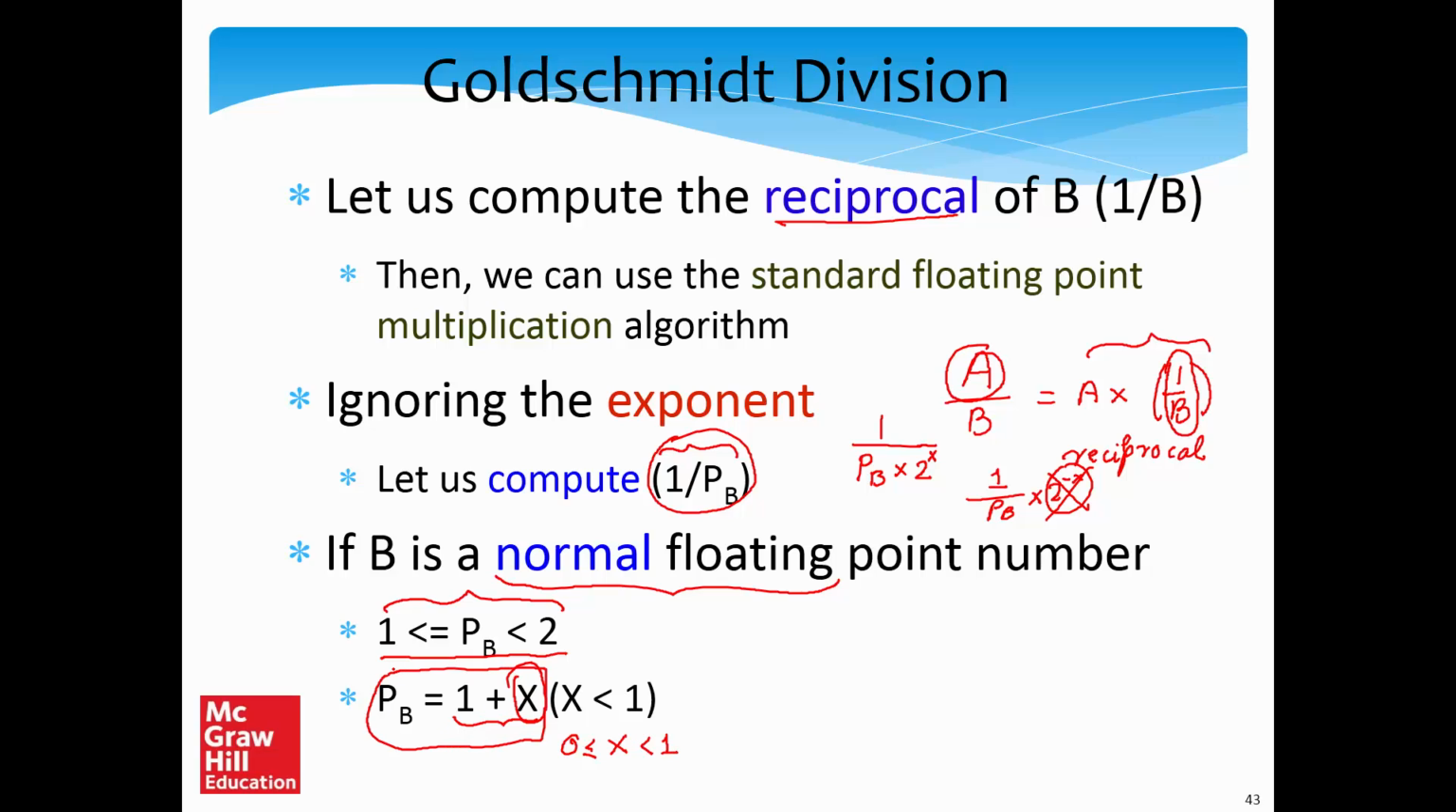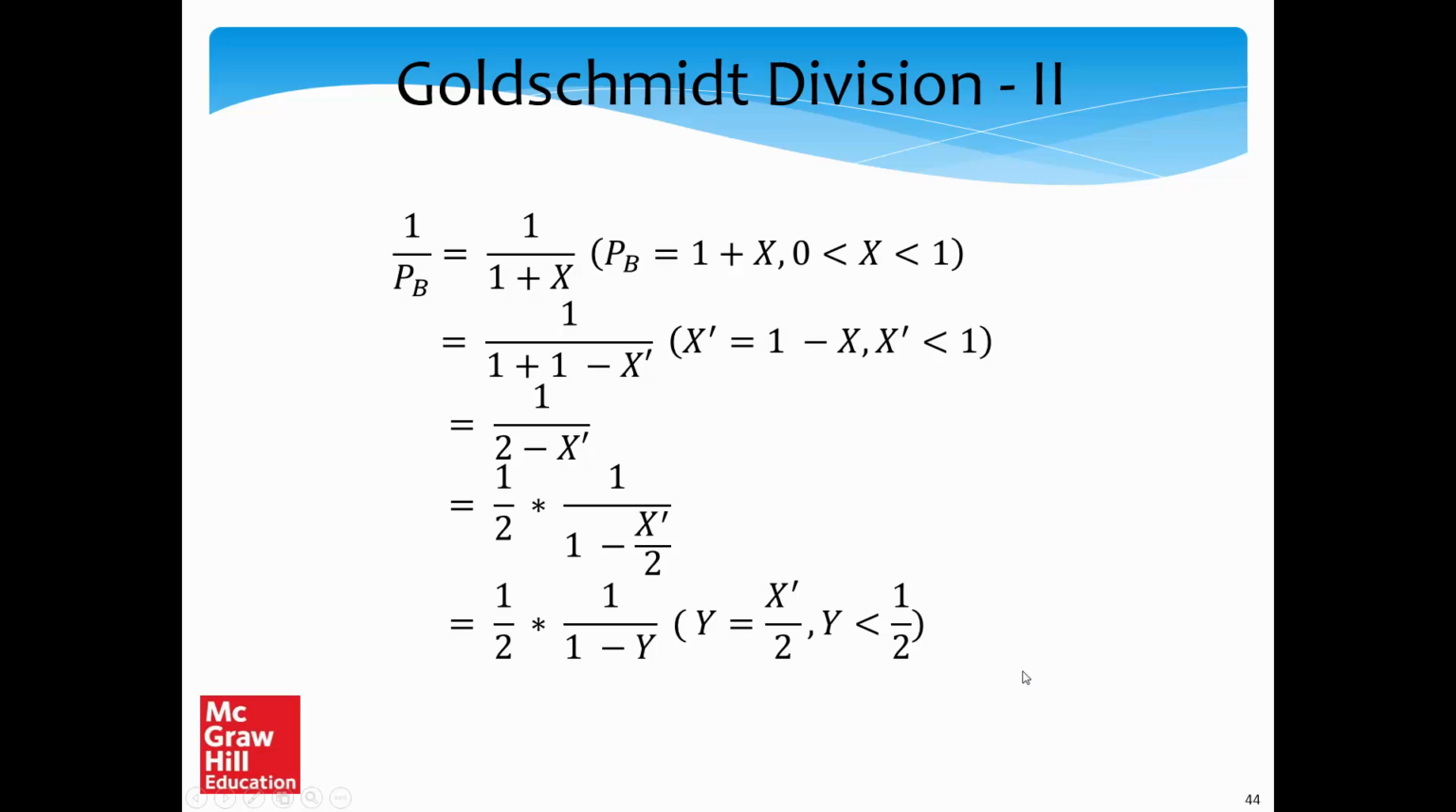Given the fact that this can be done, let us now do some more algebra. The first thing that we will do is slightly clean up one special case. We have said that 0 is less than or equal to x is less than 1. But look at what happens when x is equal to 0. When x is equal to 0, then the significand is essentially 1. If the significand is 1, the reciprocal of the significand is also 1. So this is a very trivial case and this can be handled separately.